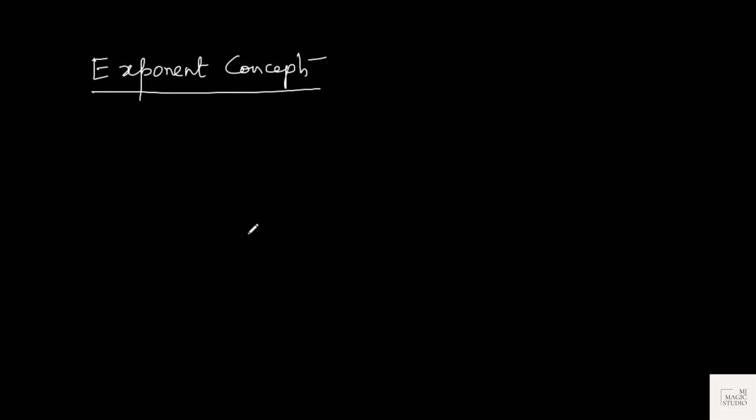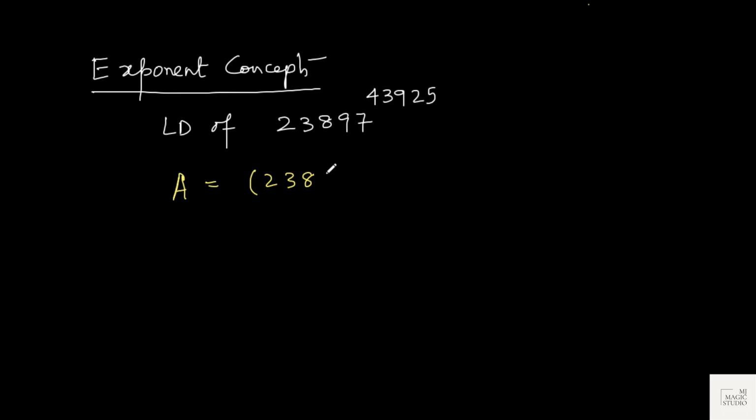Now, actual questions related to unit digits are asked from the exponential concept. We may start with an example like: find the last digit of 23897 to the power 43925. This is known as the exponent concept. Suppose A is equal to 23897 to the power 43925.